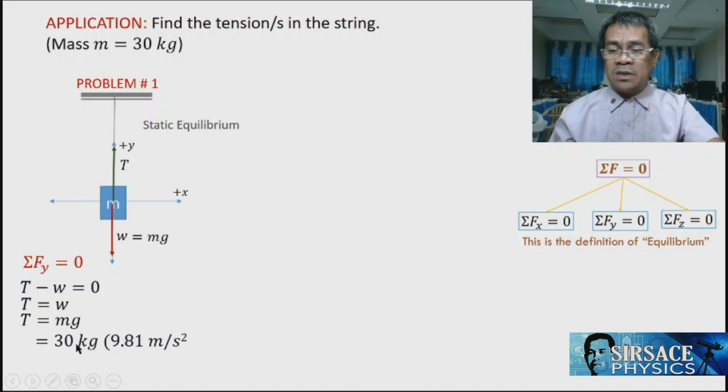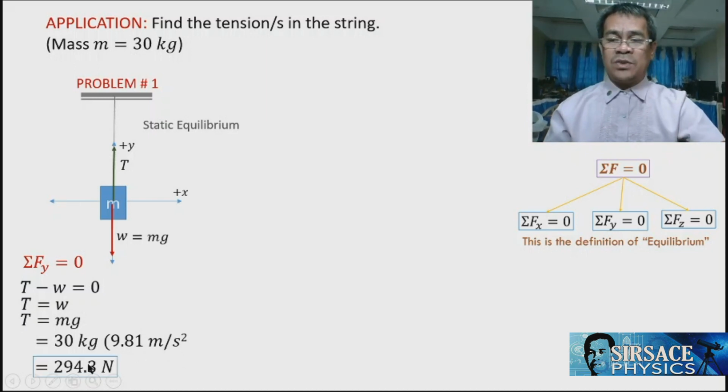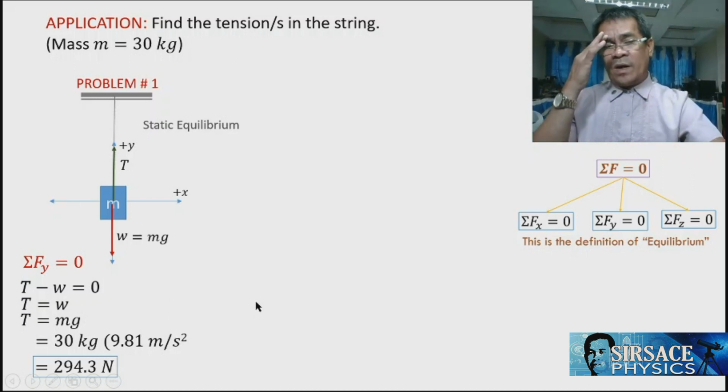Substitute the values, 30 kilograms for the mass and 9.81 for the gravitational acceleration of the Earth, which is 9.81 meters per second squared. Then the result is 294.3 newtons. This is the tension in the cord, which means that the weight is always equal to the tension of the string. The weight is downward, then the tension is upward. Very simple because we have only one string.